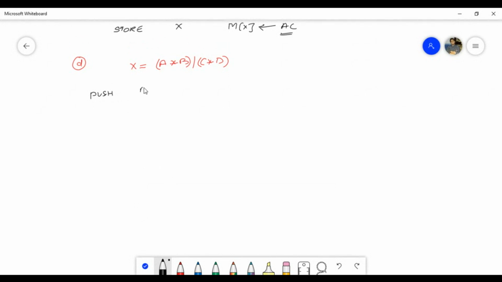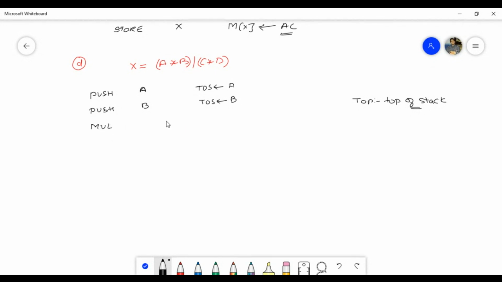What will we push first? Push A. That means when you are pushing A, the top of stack indicates A. TP implies top of stack. Push A means top of stack is at A. Push B, top of stack implies at B.